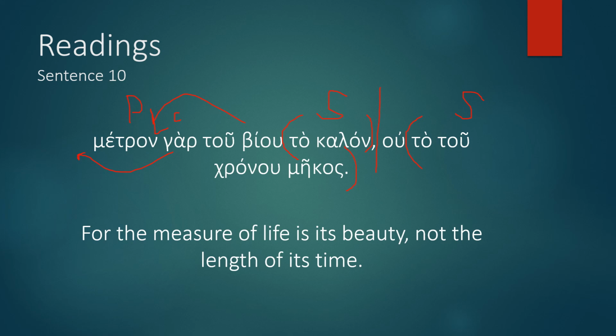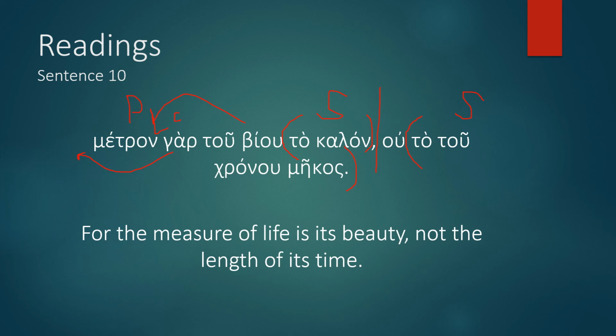Let's just see. For the measure of life is its beauty, not the length of it, its time. And I guess the last thing to point out is its. An example that we had, he took the book, el biblion, he took his book. Just to make our translation a bit more dynamic, I'm taking the definite article to not just be the, but also its, referring back to life. So, a few things going on in this sentence.